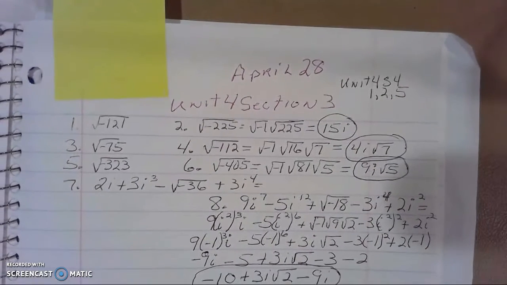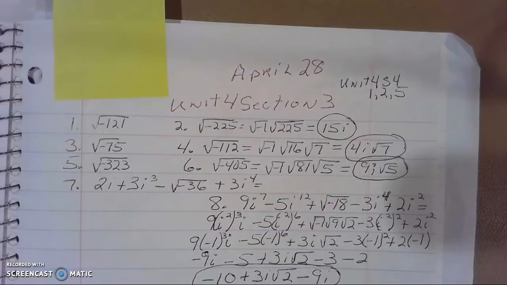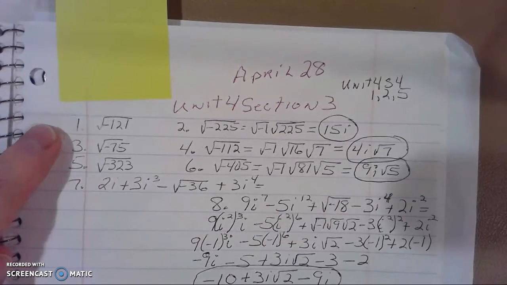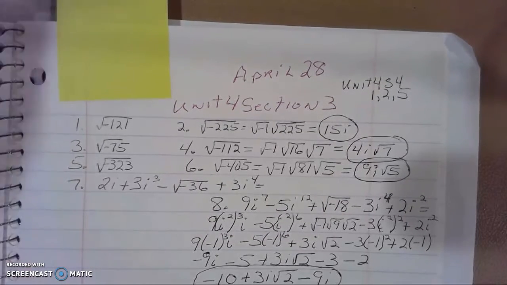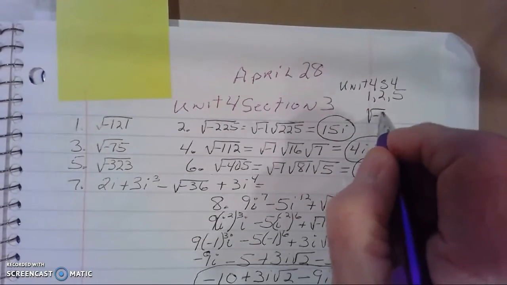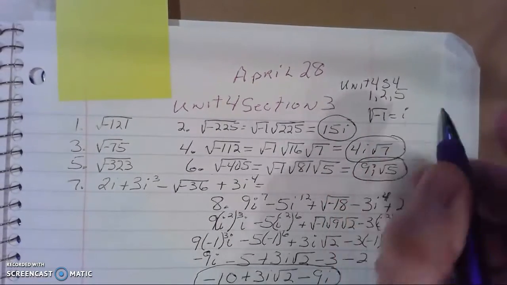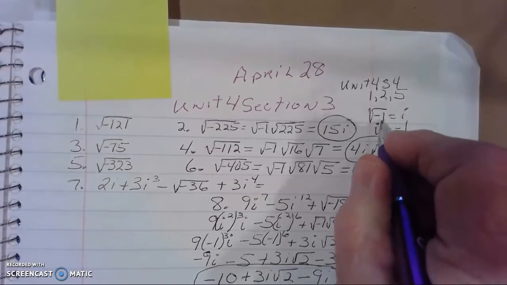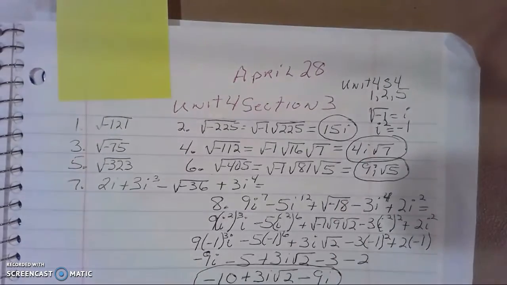This is a college algebra assignment for April 28th, Unit 4, Section 3, and also Unit 4, Section 4, Problems 1, 2, and 5. First thing we're doing is working with complex numbers. Remember, the square root of negative 1 is i. And then if you have i squared, it's negative 1.